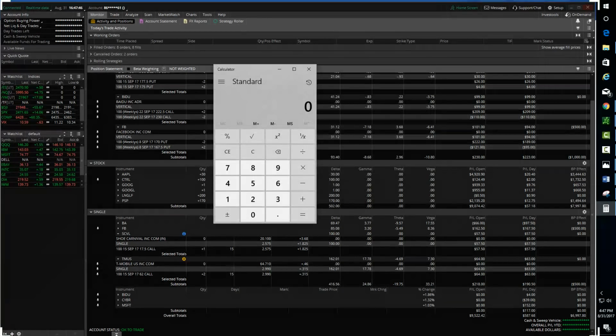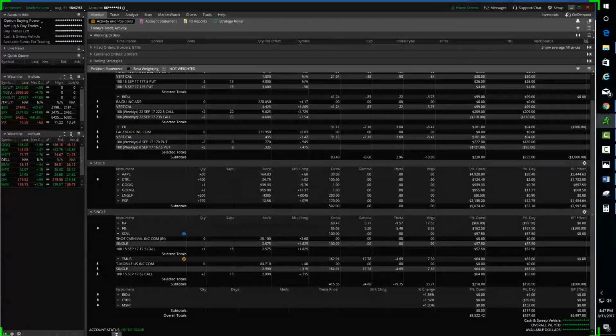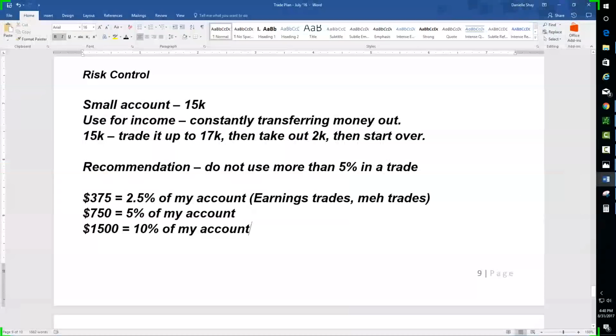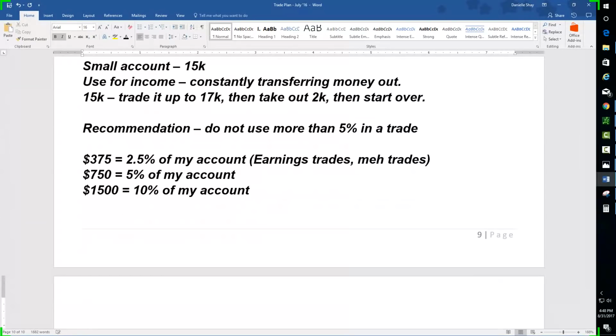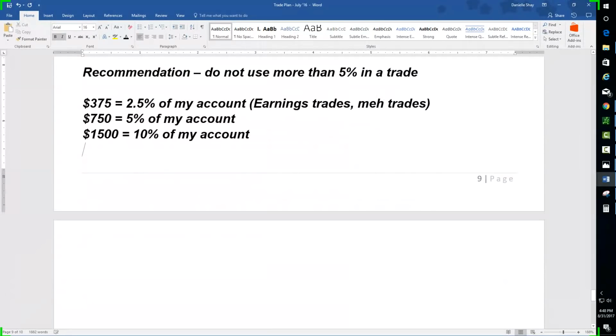So, anyways, I hope this has been helpful to you because I hate showing my account, but this little stuff adds up. These high probability situations with nice plays, they add up, and, you know, cha-ching, right? So there you go. That's pretty much the end of my trade plan. Does anybody have any questions for me?